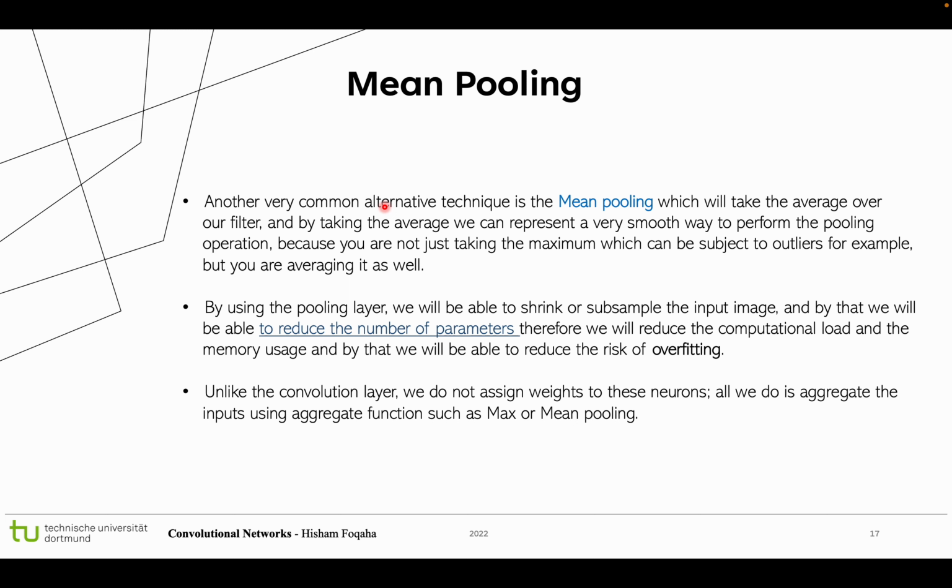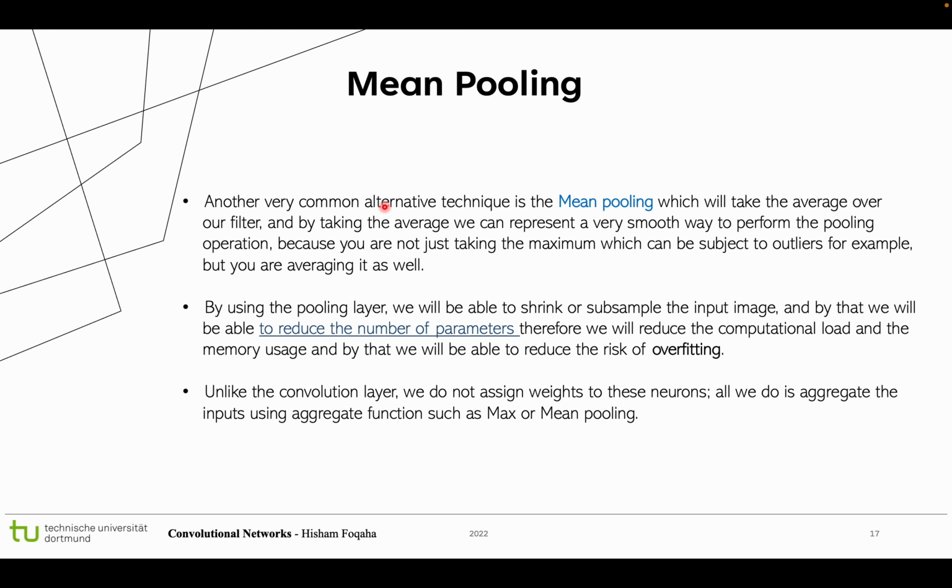And yeah, by using the pooling layer, we'll be able to shrink or subsample the input image. As what we've seen before, we're going to do downsampling. By that we'll be able to reduce the number of parameters, therefore we will reduce the computational load and the memory usage. And by that we'll be able to reduce the risk of overfitting.